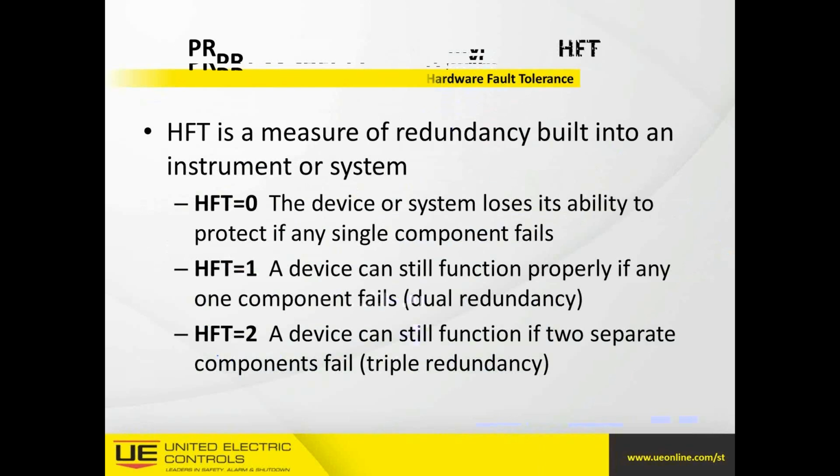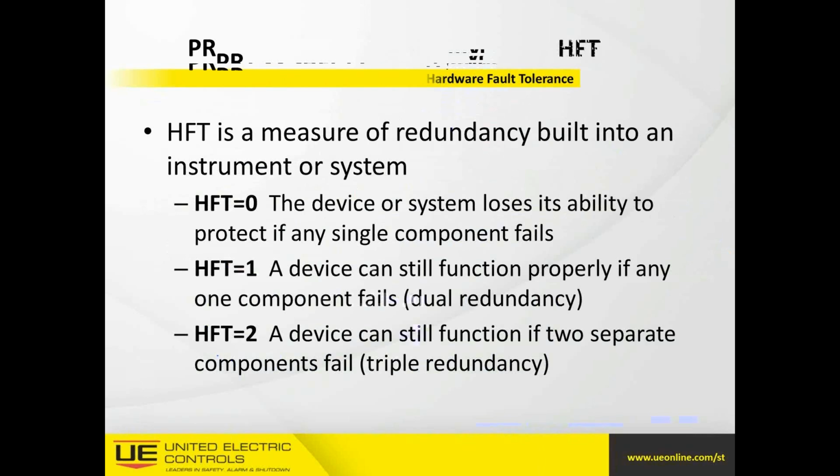If it's deemed that a hardware fault tolerance of 1 is required, then a device can still function properly if any one component fails. And we would see this, I'll use the example of a sensor. You would have dual redundancy for the sensor. Now past that, we have the hardware fault tolerance of 2, which is pretty common in our industry. This hardware fault tolerance of 2 means that I basically have triple redundancy in play. A device can still function if 2 separate components fail.